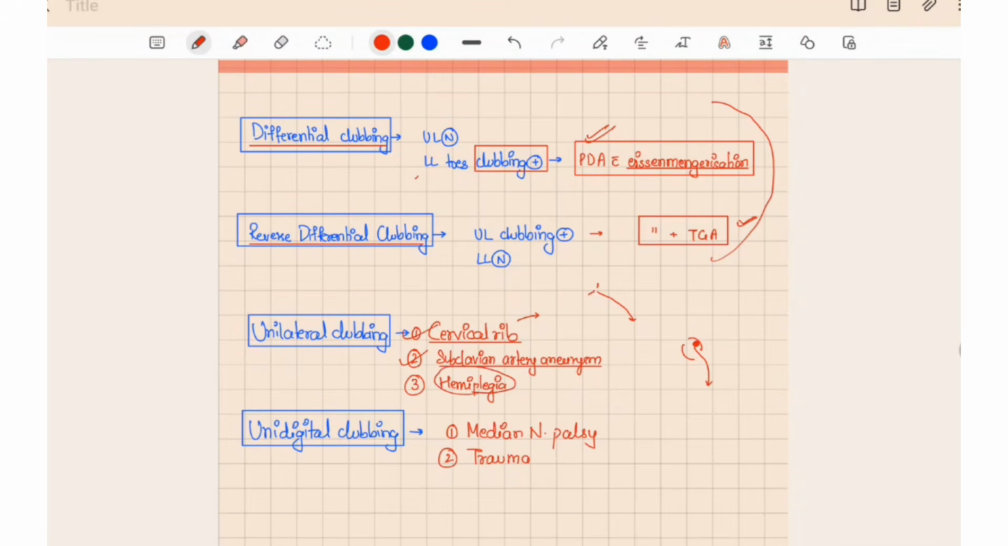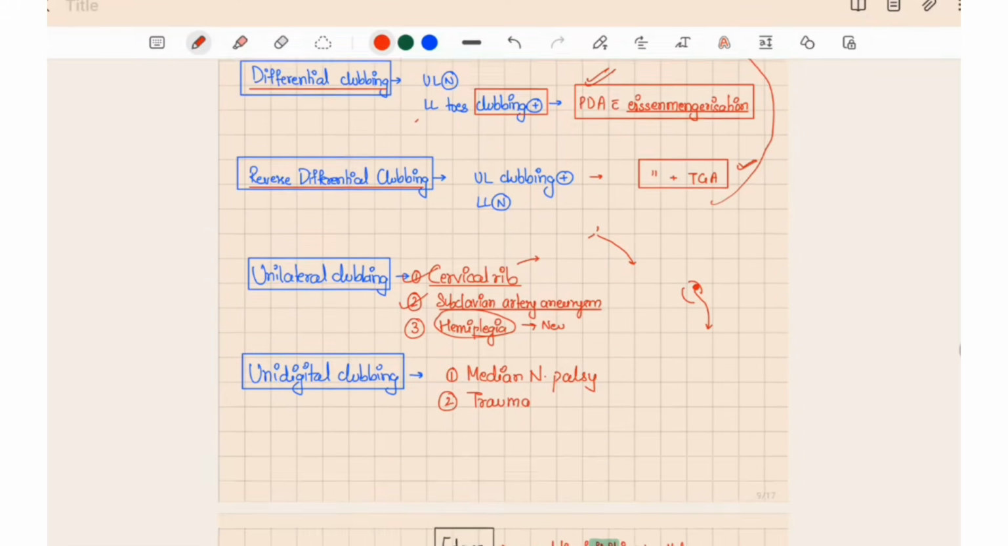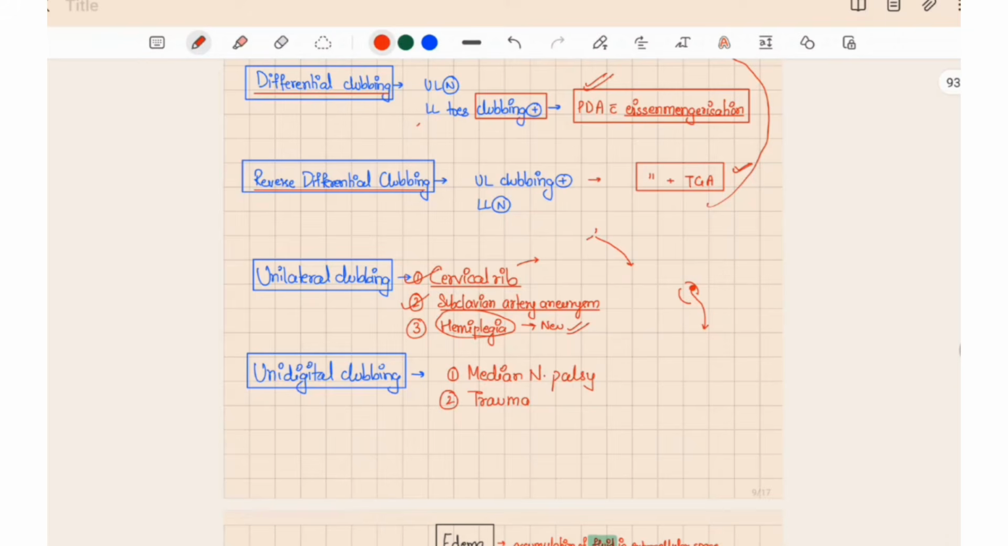And in hemiplegia, due to neurogenic theory, there is clubbing present only on the side where there is paralysis present. Whereas there is another term which is unidigital clubbing, that is the clubbing is present in only one of the fingers, and it has been seen in case of median nerve palsy, or in case of repeated trauma to a finger, like it occurs for jackhammer users. So these are some peculiar things that you need to know about clubbing.